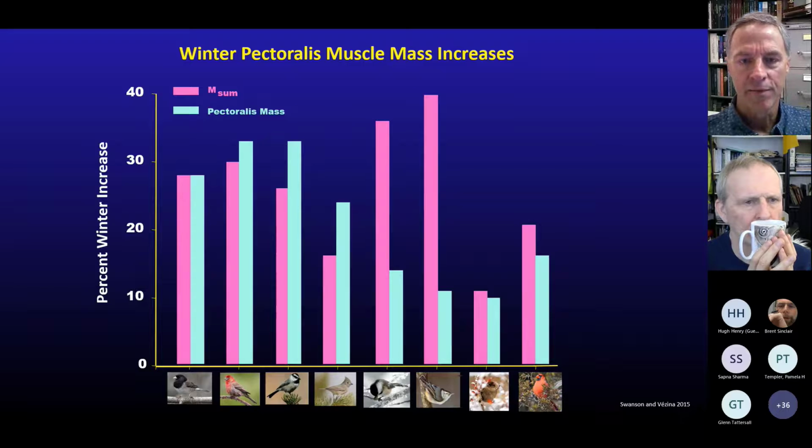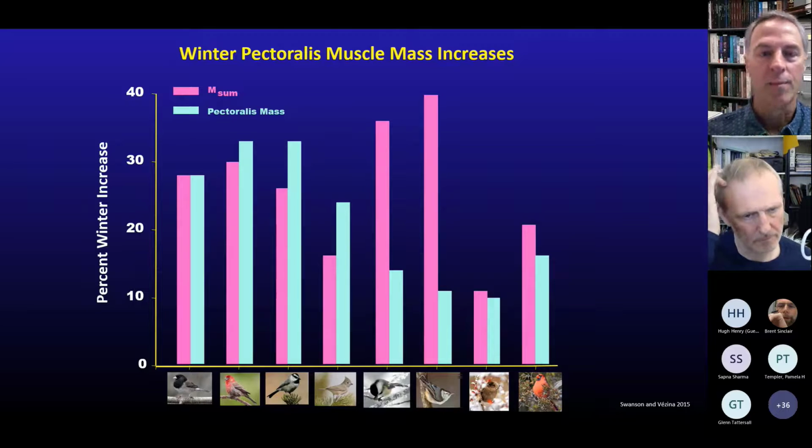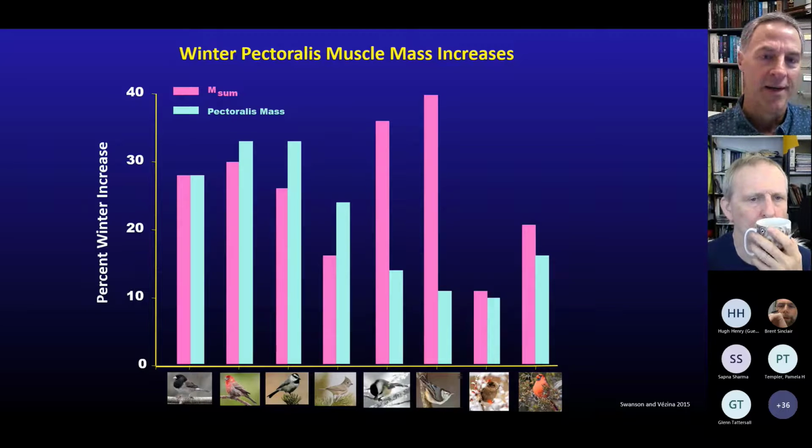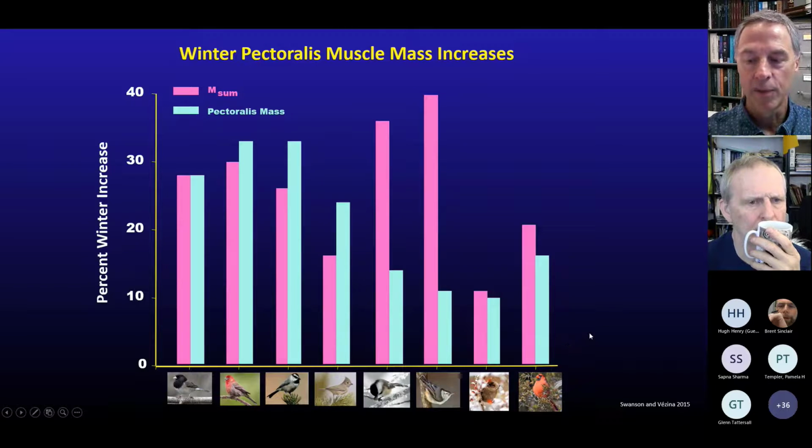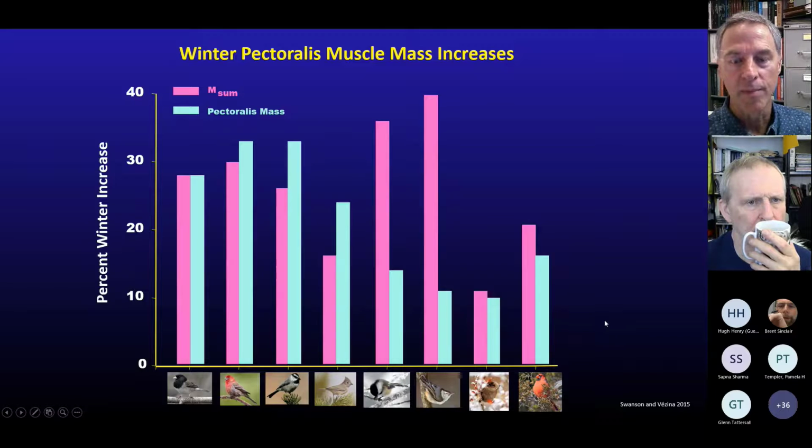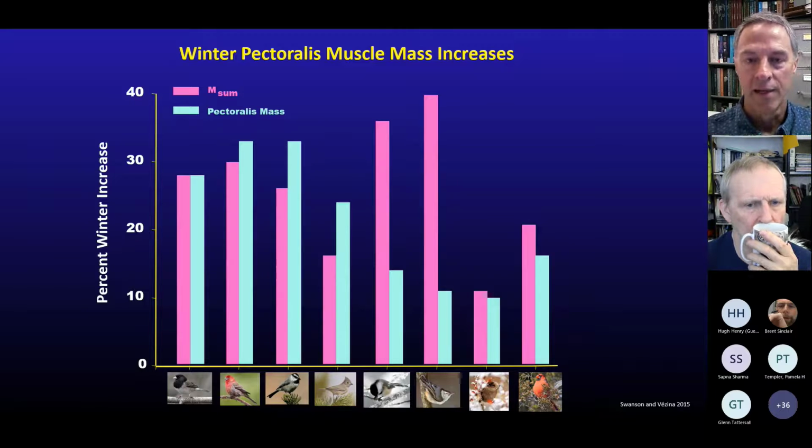And these are some data that Francois Vezina and I collated in a review paper in 2015 and showed the data up to that date. And what the graph shows are winter increases in summit metabolic rate in the magenta color, and then in the blue is the winter increases in pectoralis mass. And what you can see here is that in a number of species, they're pretty tightly matched. And in all species, you saw winter increases in both summit metabolic rate and pectoralis mass. And so a common element of the winter phenotype is that they have larger flight muscles.